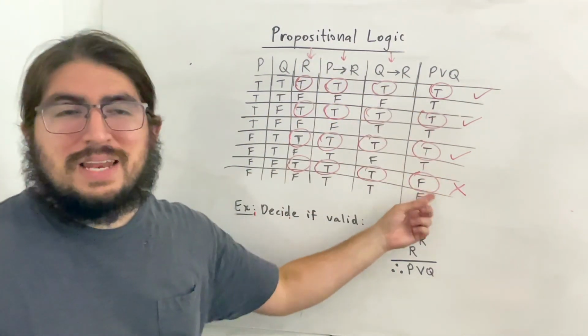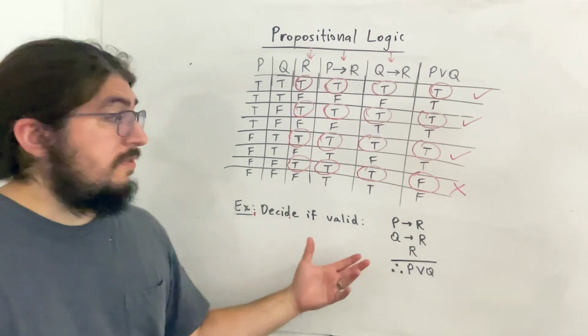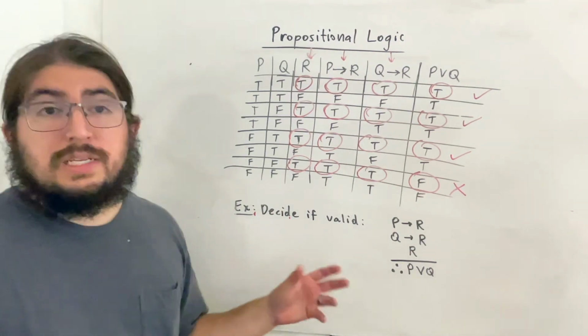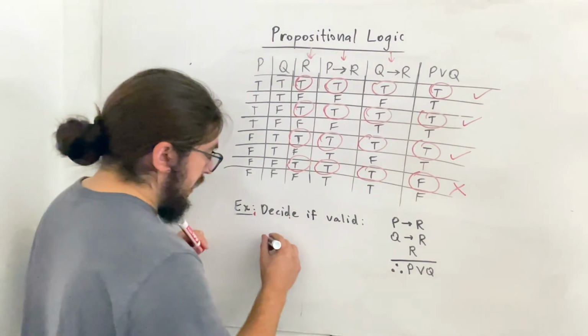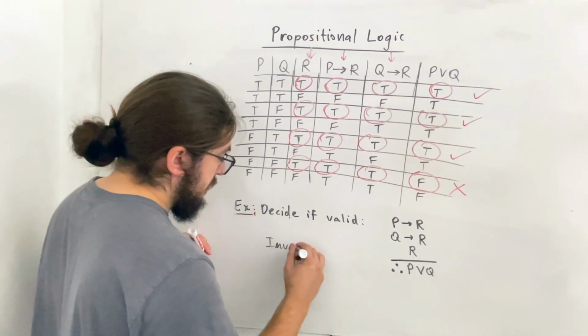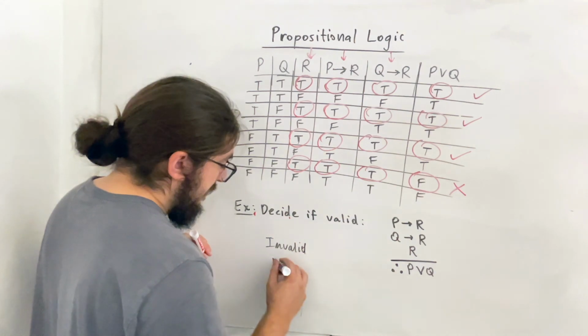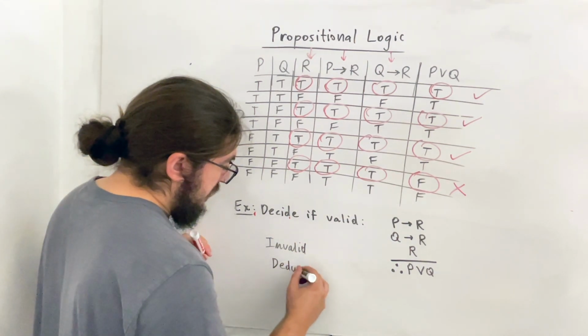But the last one here, it's actually a false conclusion. So this is not a valid deduction, actually. So is it valid? No, this is actually invalid. It's an invalid deduction. Fantastic. So that actually concludes this video.